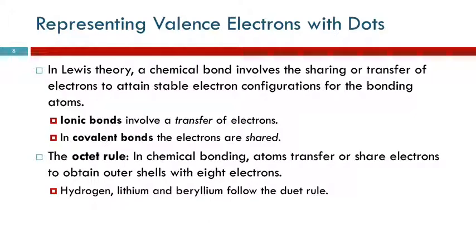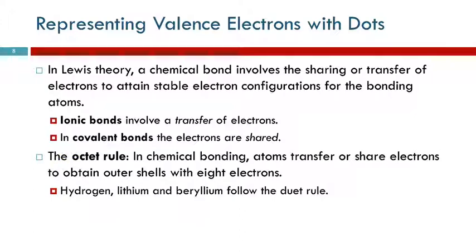So in Lewis theory, we represent chemical bonds as sharing or transferring electrons to obtain a stable configuration, which is usually 8 valence electrons. So in an ionic bond, we have transfer of electrons. One atom loses 1 or more electrons to become an ion. The other atom gains 1 or more electrons to become an oppositely charged ion. And then we have opposite charges that are attracted, much like magnets are. That's an ionic bond.